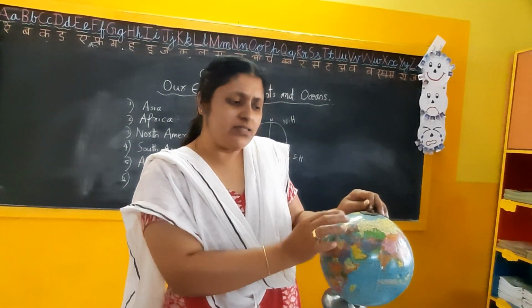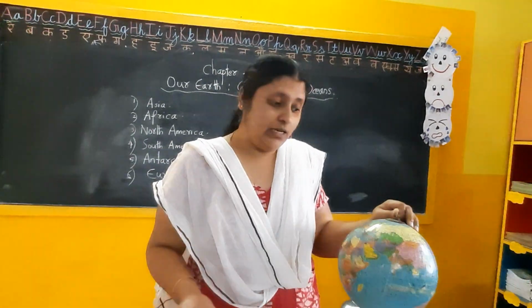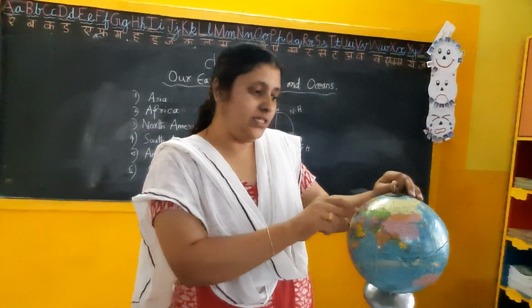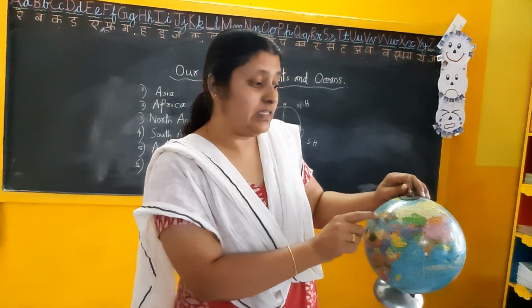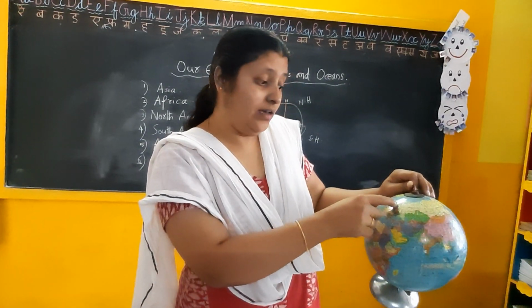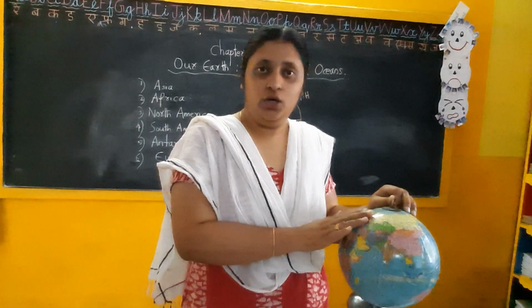But by looking at it, it is very small, yet most developed countries are there in Europe. We can see the UK, United Kingdom, Germany, France, Finland, Spain. These kinds of developed countries are there in Europe.